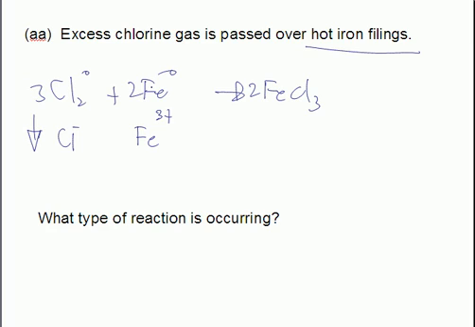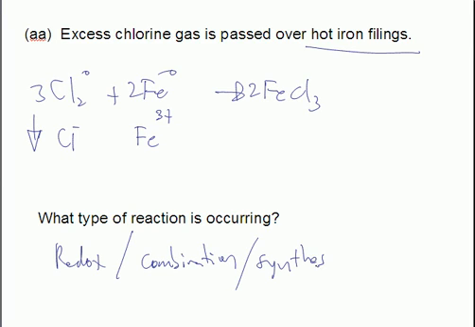What type of reaction is occurring? You could say redox because iron is being oxidized and chlorine is being reduced. You could also say combination, and you could also say synthesis. Looks like in this problem, they're calling this a synthesis or a redox reaction.